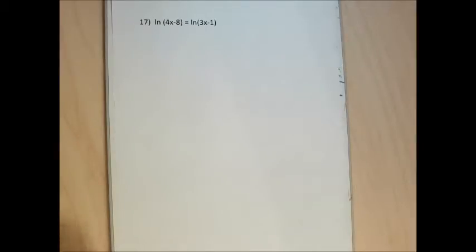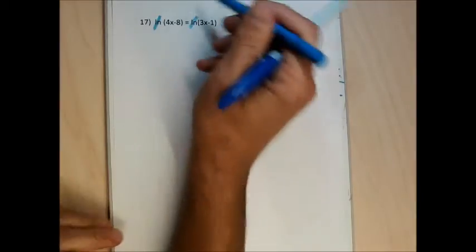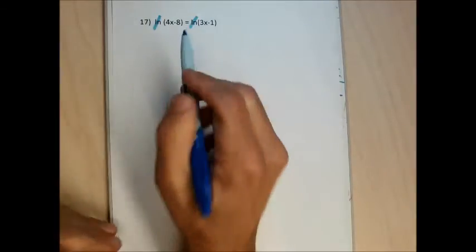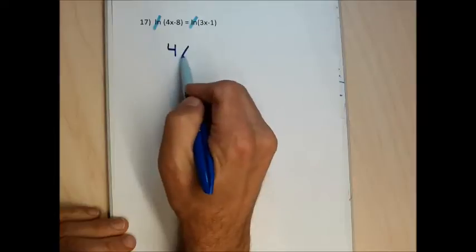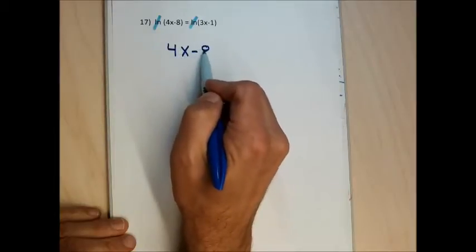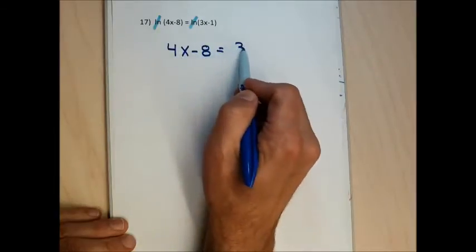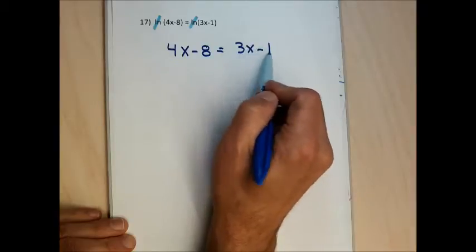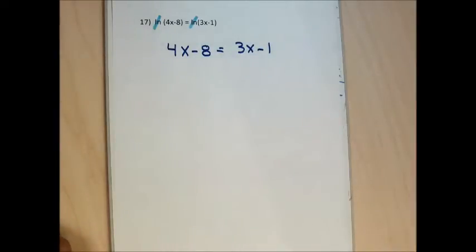To solve 17, because each side has a log and it's the same base, you can just drop the logarithms and set the arguments equal to each other. And when I drop the logarithms, I don't need the parentheses anymore that were in the original problem. You can only just drop logs when you have exactly that. One log equal to another log, same base, nothing outside the logarithms on either side of the equal sign.